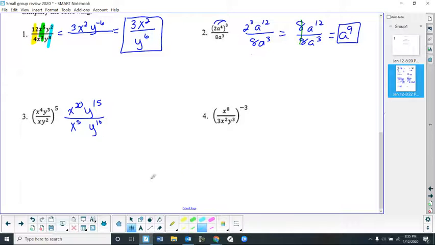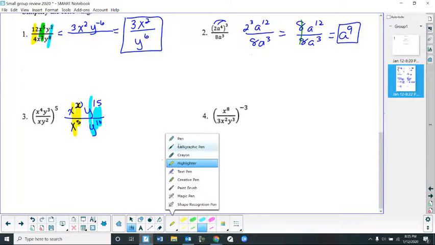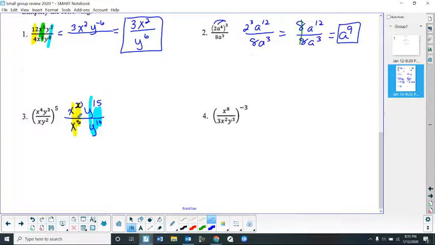Now I have to divide. Again, I have x's in the top and the bottom. I have y's in the top and the bottom, so I have to subtract 20 minus 5. That's x to the 15th. 15 minus 10 is y to the 5th. And so there is your final answer.